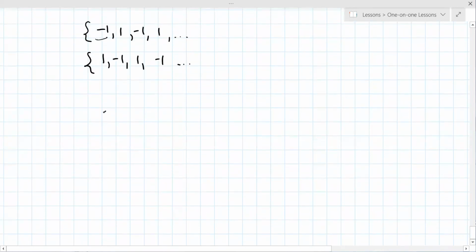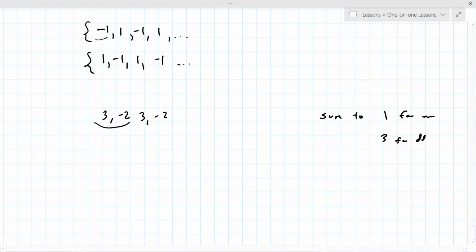Now your instructor might make it more difficult and say, I don't want you to use 1s and negative 1s. So you'd have to switch to something like 3 and negative 2. Your instructor could ask for things like sums to 1 for even, sums to 3 for odd. You may just have to play around with some of these things. But this is called an alternating series. You didn't cover it, but from what I understand, your instructor might want to do that. Yeah. Okay, we're about 10 minutes away.